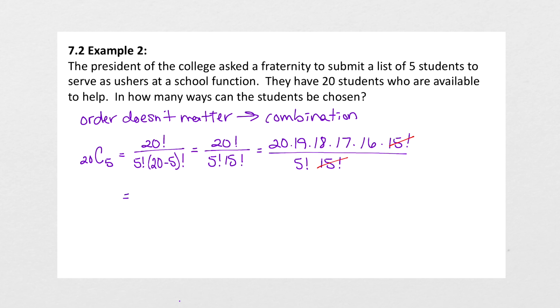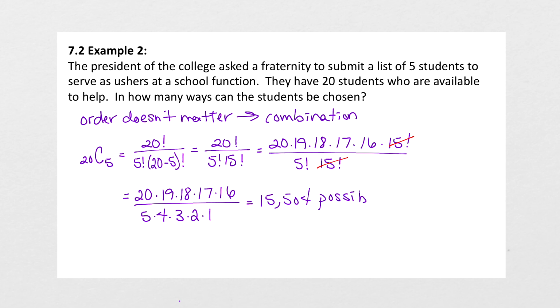So on the top we have 20 times 19 times 18 times 17 times 16. And on the bottom, 5 factorial is 5 times 4 times 3 times 2 times 1. We end up with 15,504 possible ways that these 5 students could be selected.